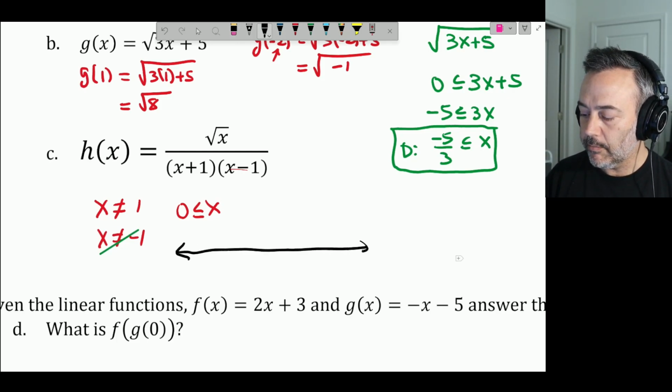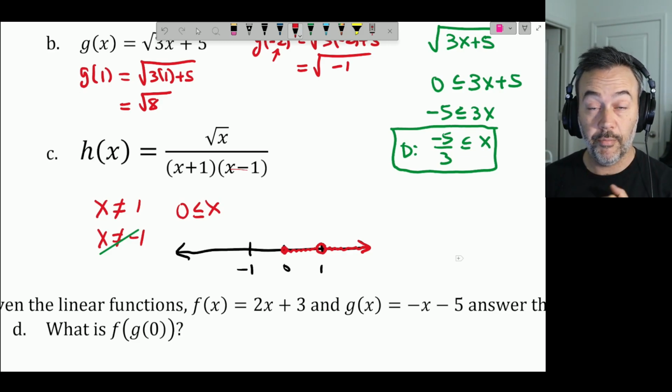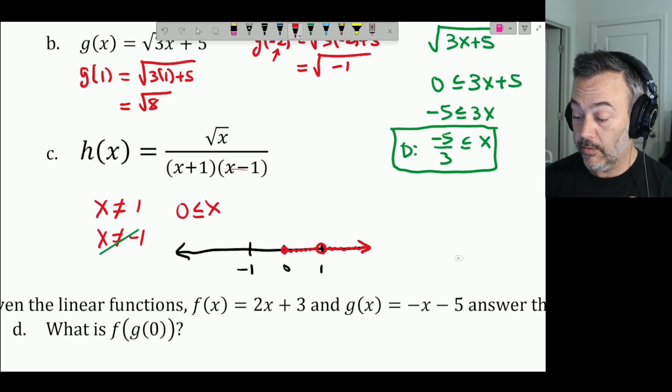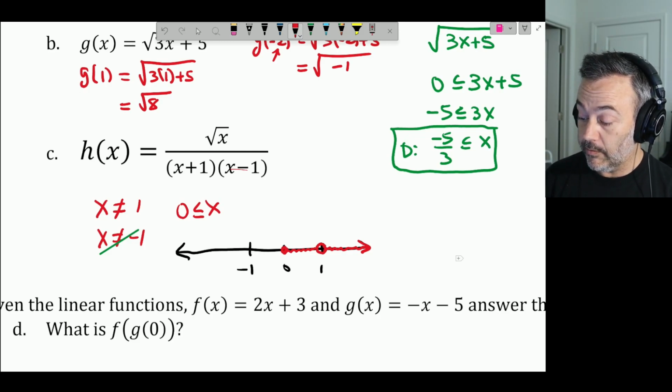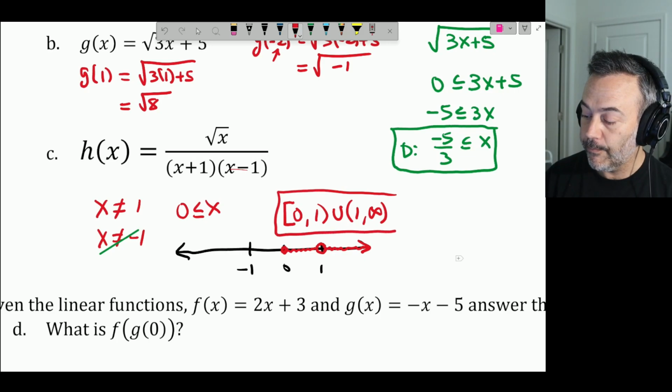If we were to graph this domain, negative 1 would be here, 0 would be here, 1 would be here. X can be any number from 0 up, except we need to skip 1. X cannot be 1, but x can be any other positive number, and x can be 0. One way to express this is interval notation: everything from 0 to 1, union, everything from 1 to infinity. There you go.